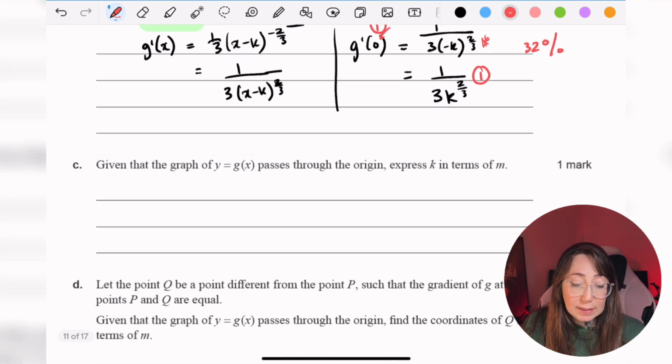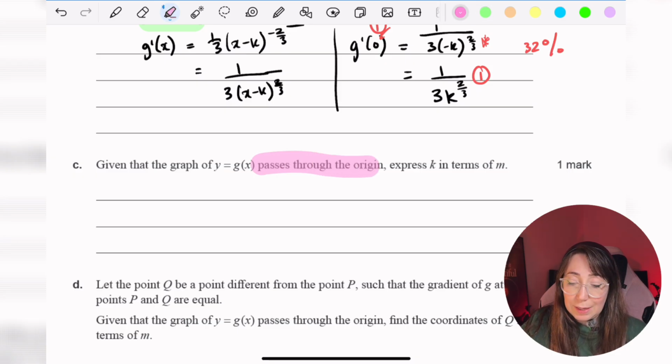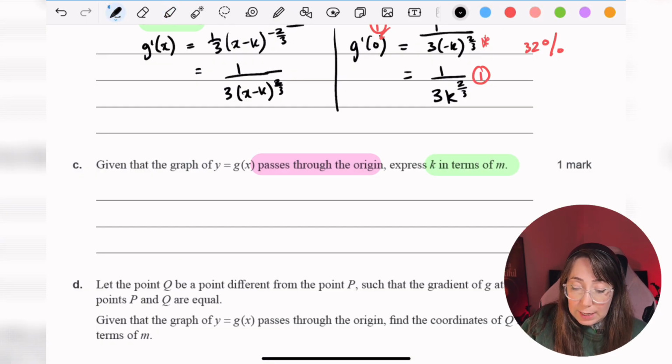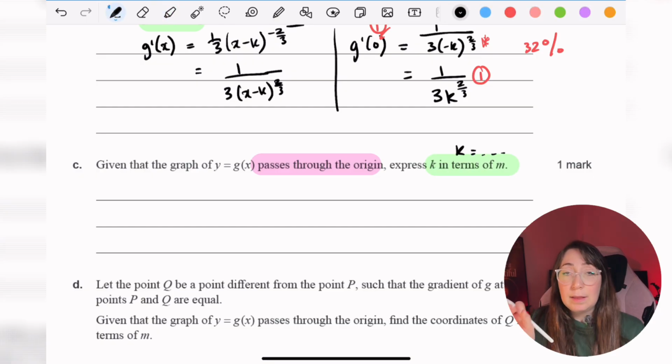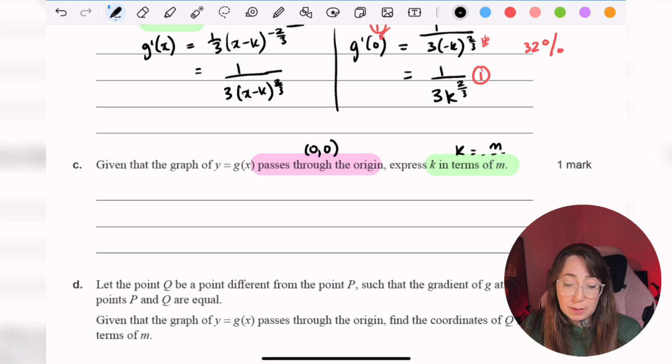Okay, part C says, given the graph of y equals g(x) passes through the origin, key information, express k in terms of m. That's our instruction. So k in terms of m means I need to write k equals something, something, something, and the m is on the inside. Now, given that it passes through the origin, that means both x and y are going to be equal to 0.